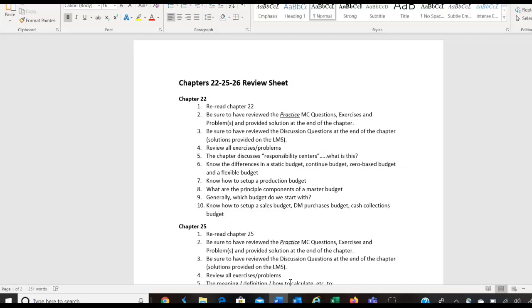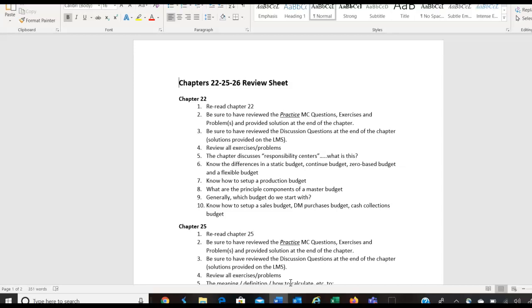Number two, look at all of those practice multiple choice questions and exercises and problems, and make sure you've done that. It's all located at the end of the chapter. And those discussion questions, there's solutions also on the LMS. Number four is an important one. We assign these exercises and problems for a reason, so make sure you review those. Number five, the chapter discusses responsibility centers. Having read that, you would see it discuss responsibility center. You can find that on page 1100.